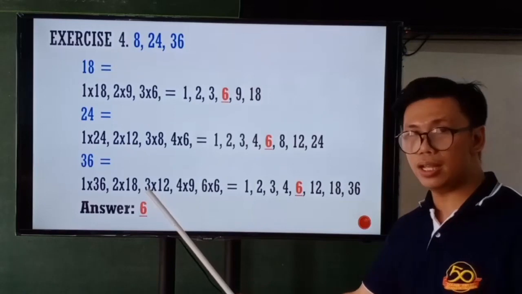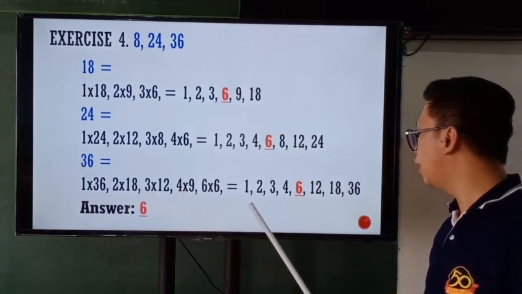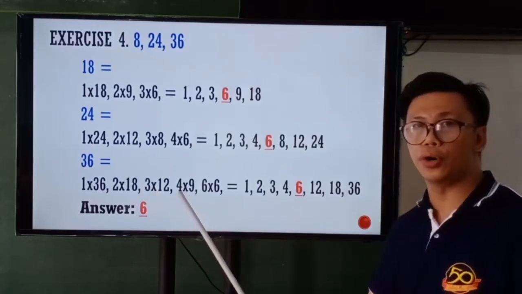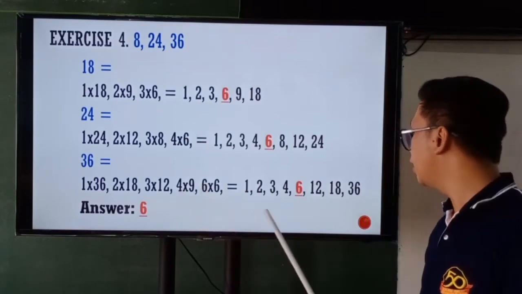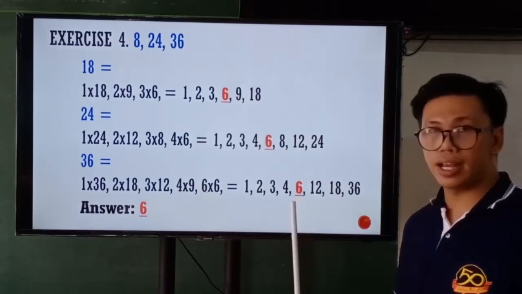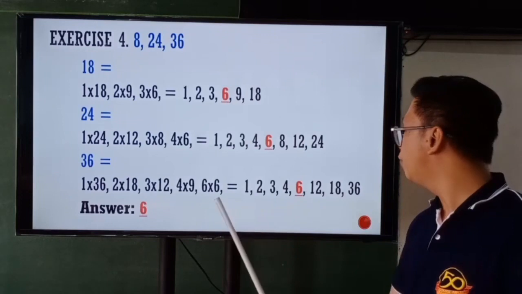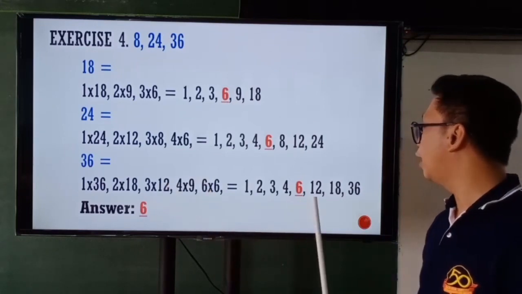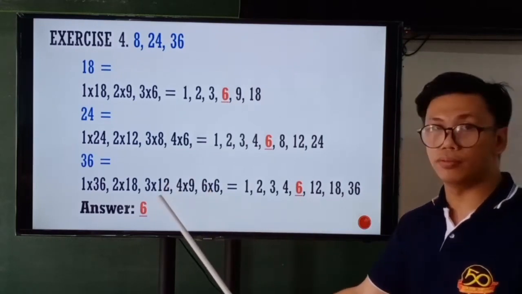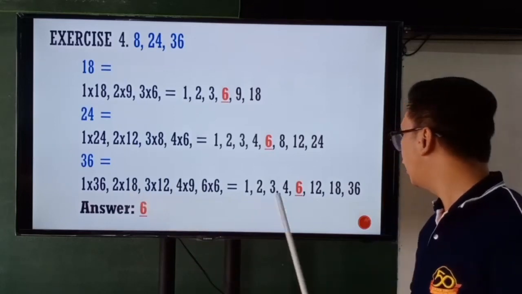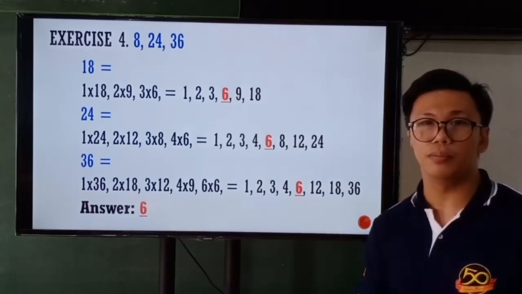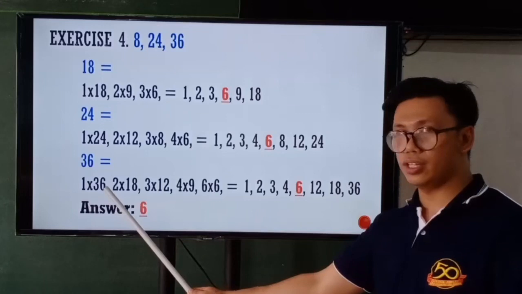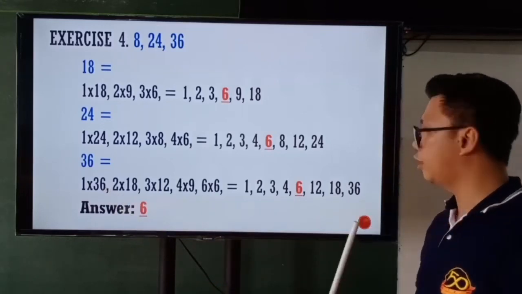What's next to 3? 4. So we will write 4. What's next to 4? 6. So we will write 6. And what's next to 6? We have 12, so we will write 12. What's next to 12? 18. So we will write 18. And the last number is 36. So we will write 36.